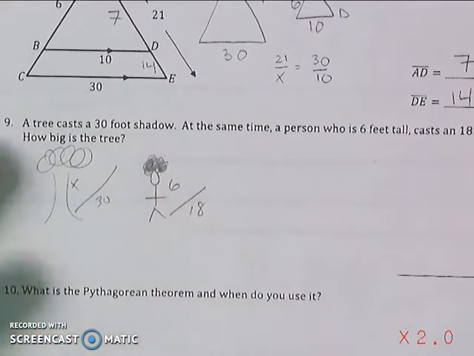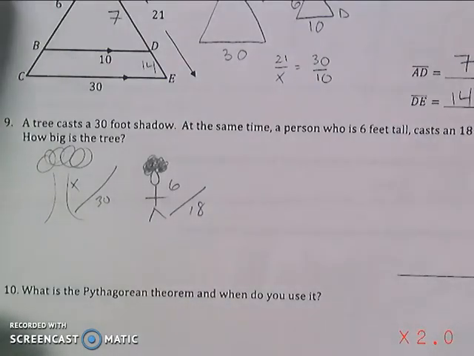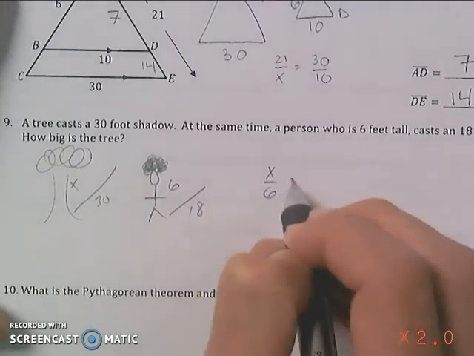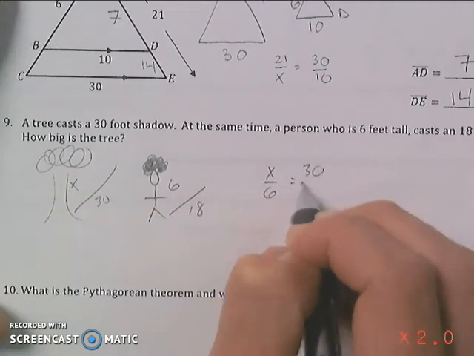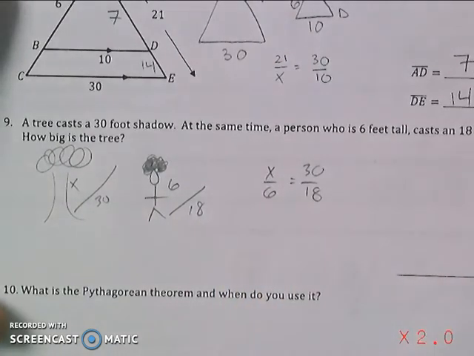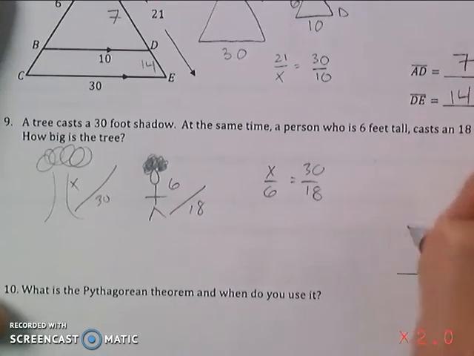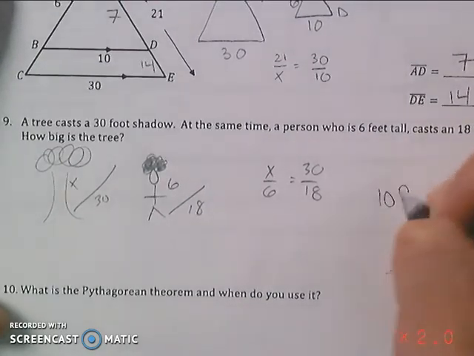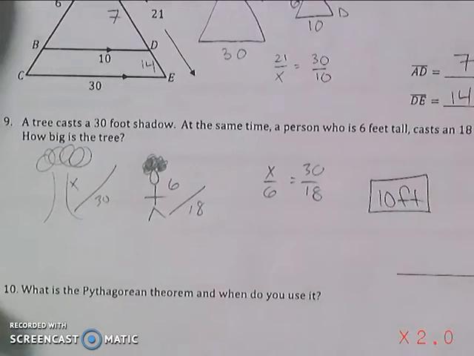We're going to set up a proportion. We're going to go x to 6, oops, sorry, x to 6 equals 30 to 18. And just cross multiply that real quick. 30 times 6 divided by 18, and we get 10 feet tall. Okay.